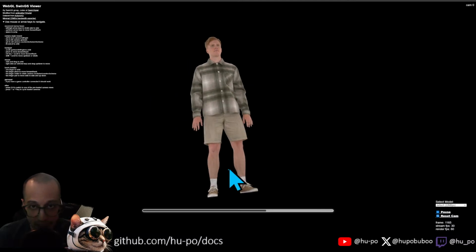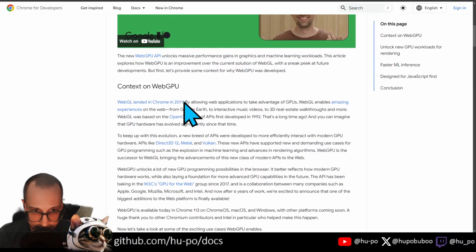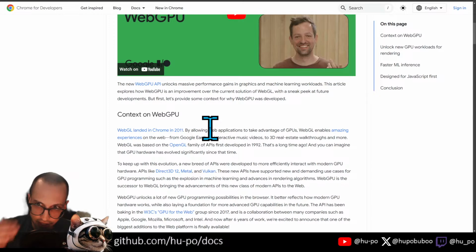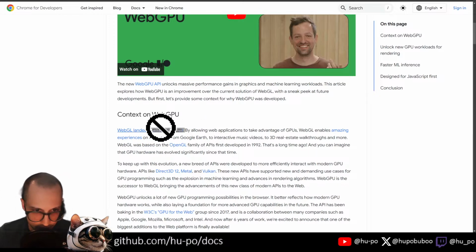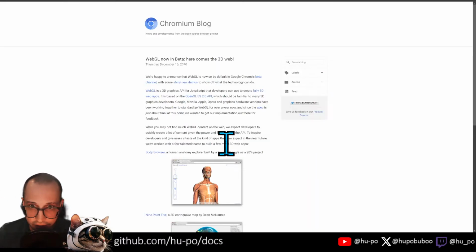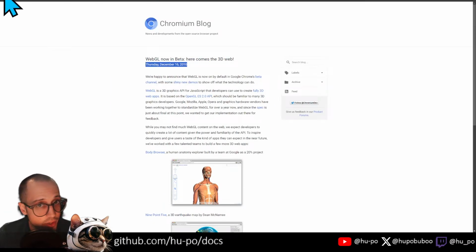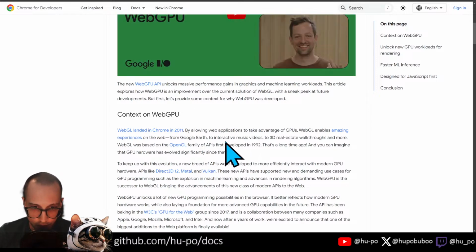And what is WebGL? WebGL is the Web Graphics Library. It's quite old now, it landed in Chrome in 2011, but there's a more updated version of this. This is the original WebGL here. This is a 2010 blog post where they're like, hey, you can finally have 3D in your browser. Okay. Well, now we have versions of this that actually allow you to use your GPU.